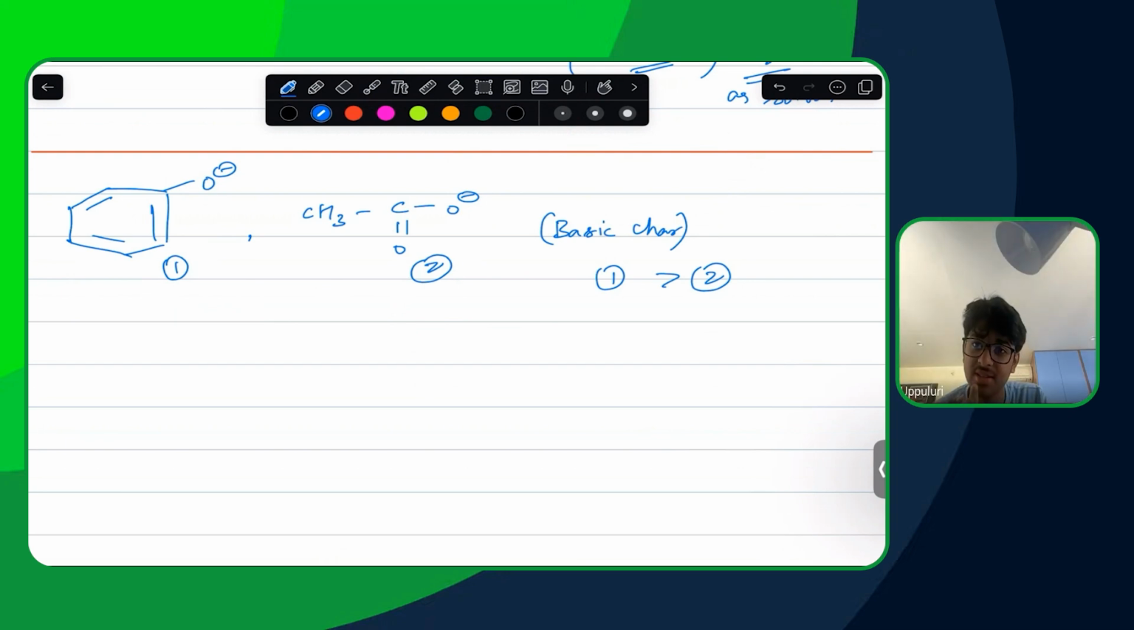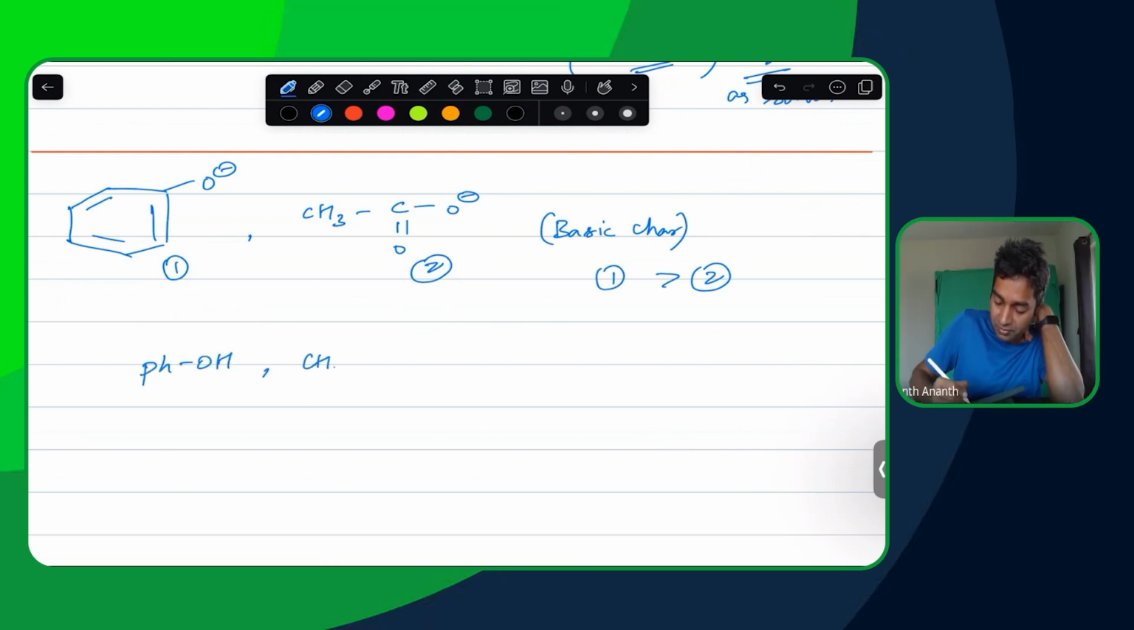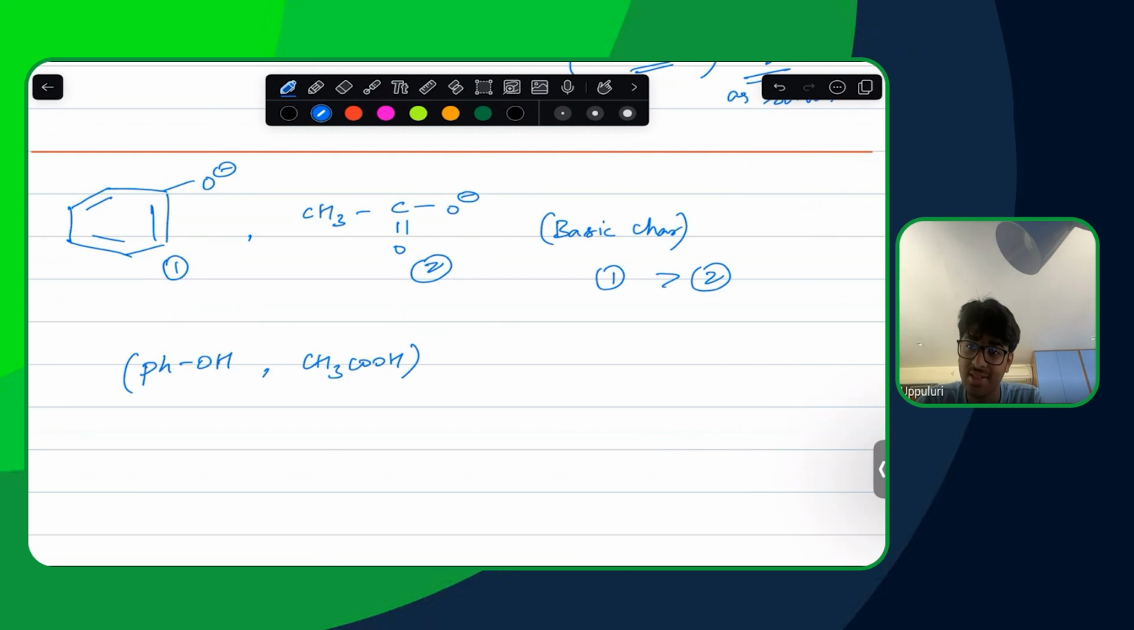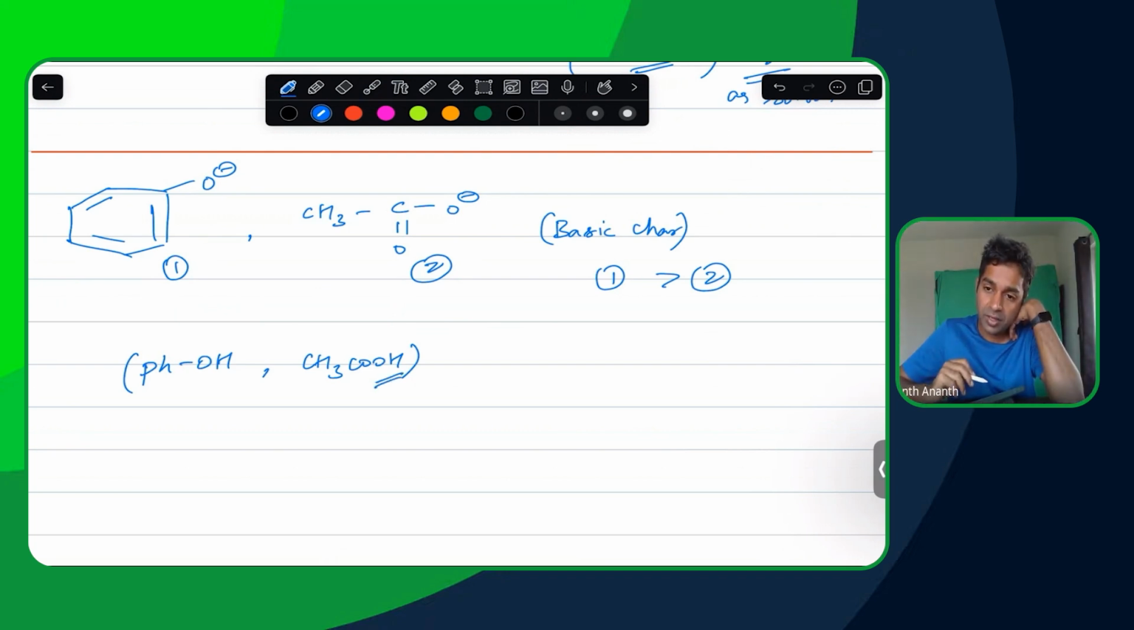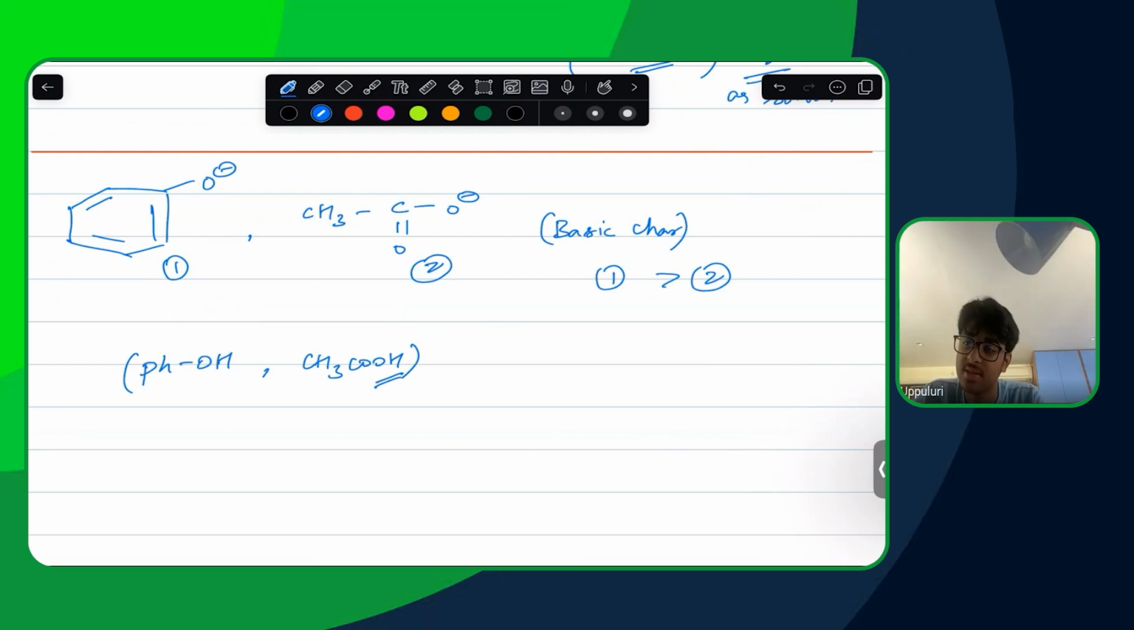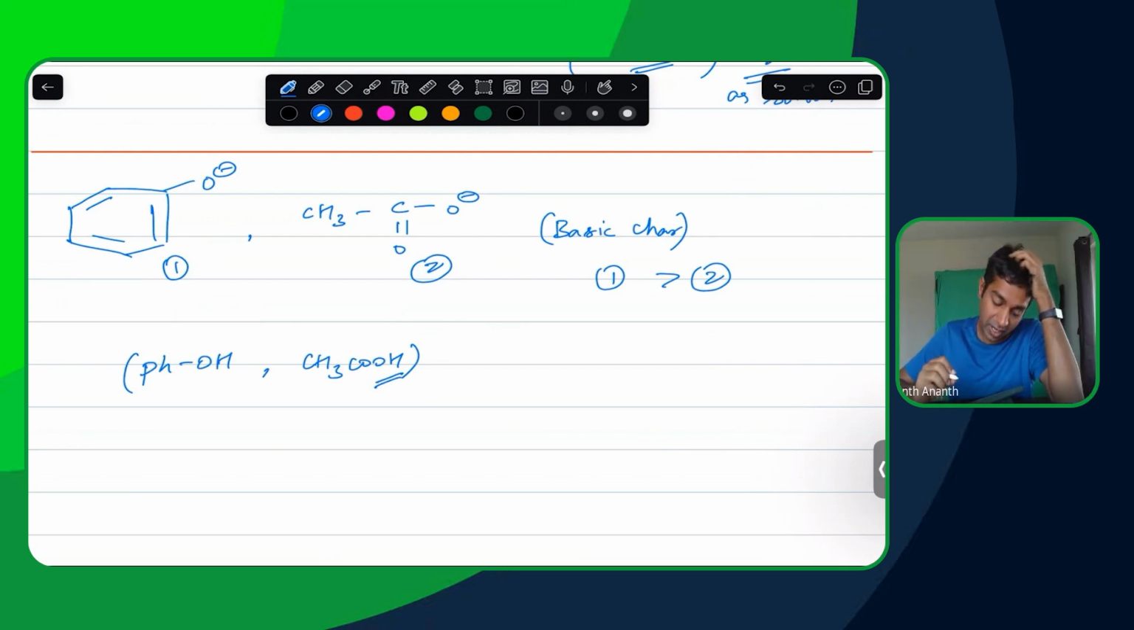Because the conjugate acid will be a strong. Wait, you went in the right direction. Basically, you have to compare the acids, phenol and acetic acid. Among these two, which is a stronger acid? The acetic acid, CH3COOH, is definitely going to be a stronger acid. That means the complementary species is going to be a better base. So phenoxide ion is definitely a better base compared to the acetate ion.